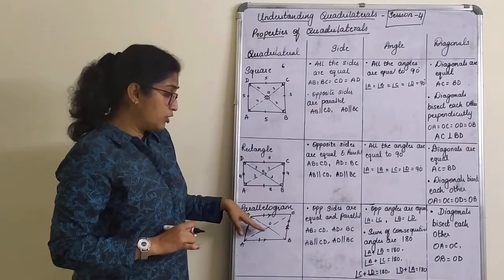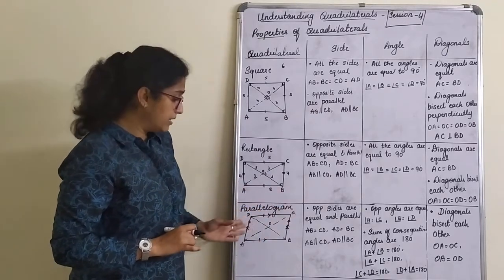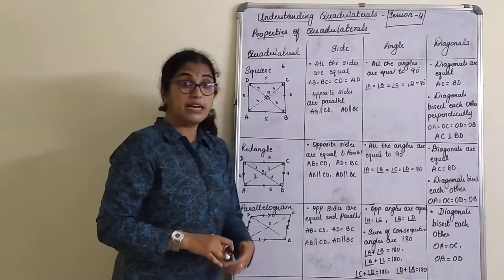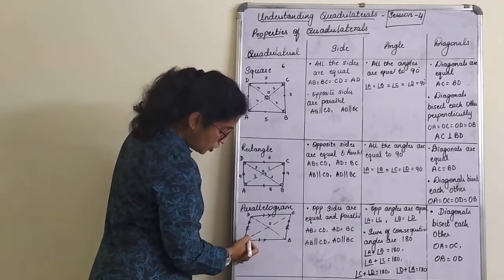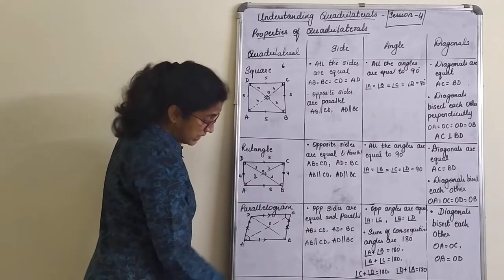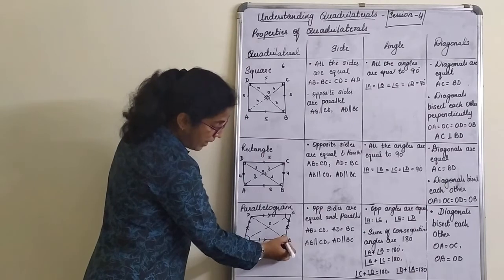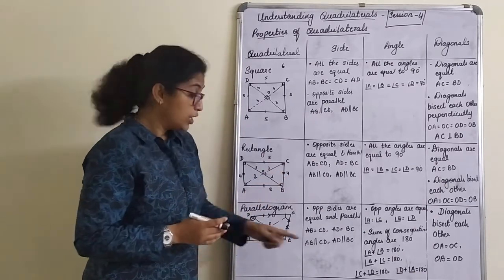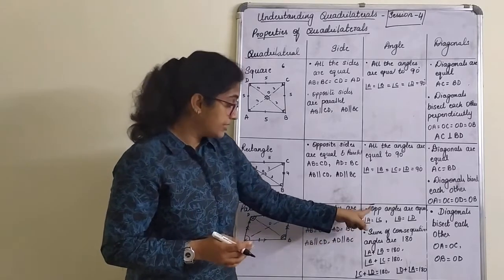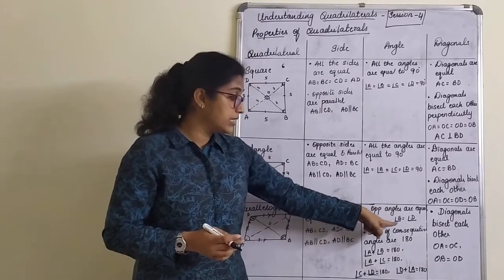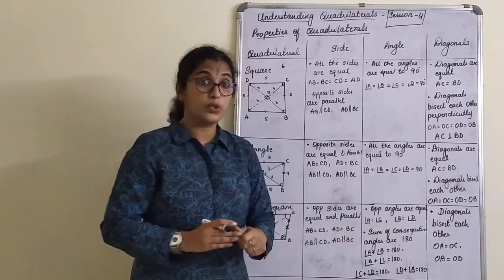Parallelogram. So in parallelogram, opposite sides are parallel and as well they are equal. Opposite angles are equal. Whatever is the measure of angle A, same will be the measure of angle C. Whatever is the measure of angle B, same will be the measure of angle D. Opposite angles are equal. Angle A is equal to C. Angle B is equal to D.